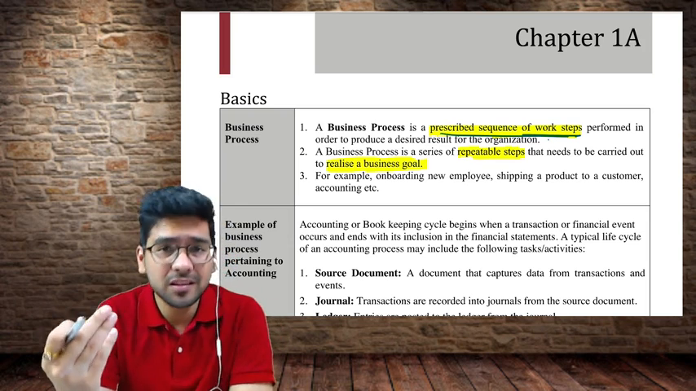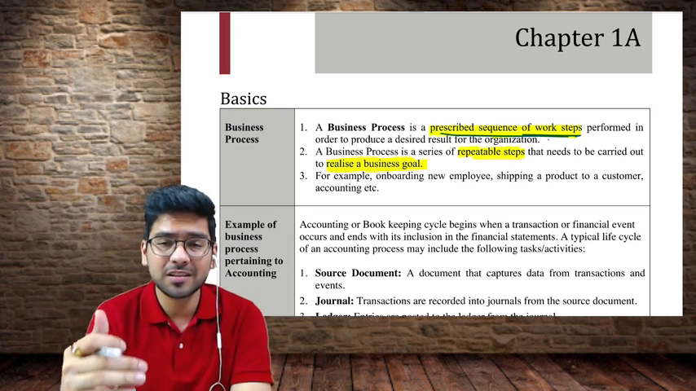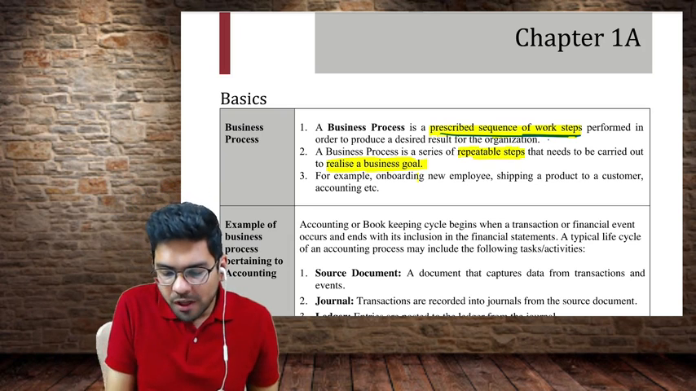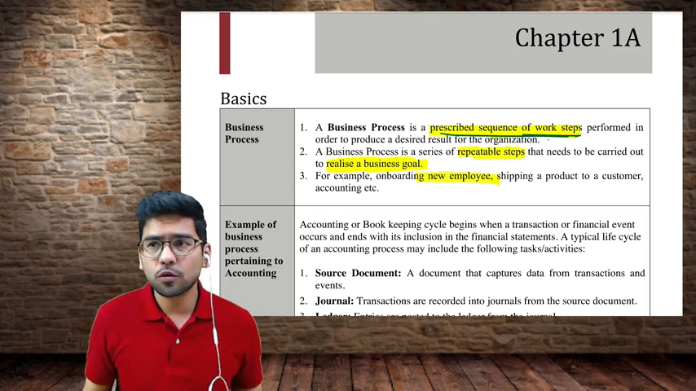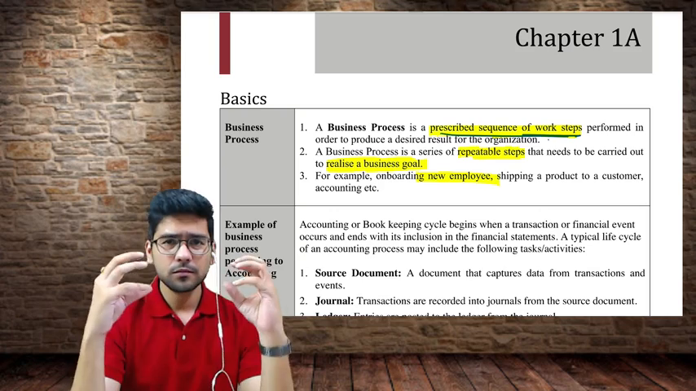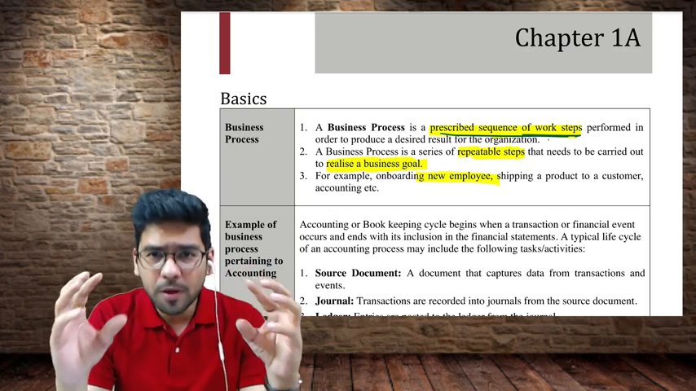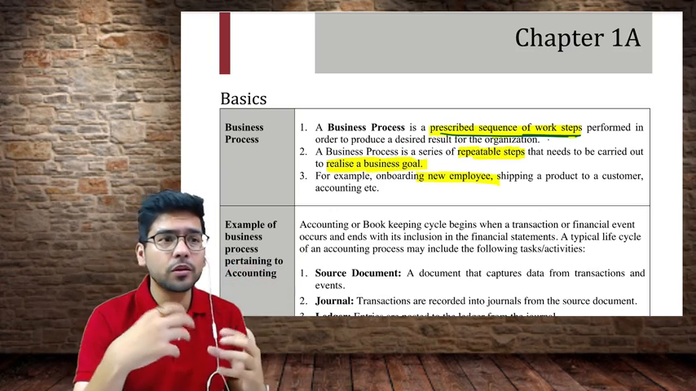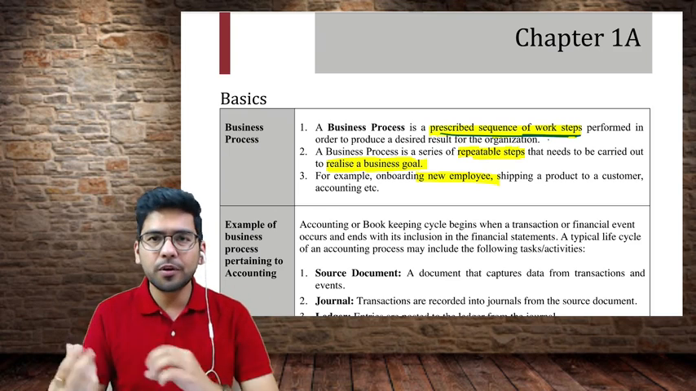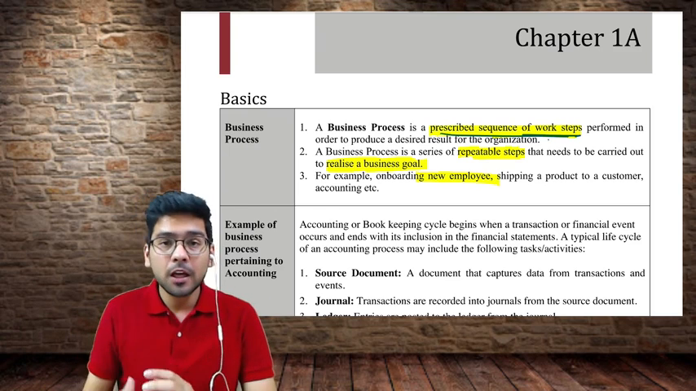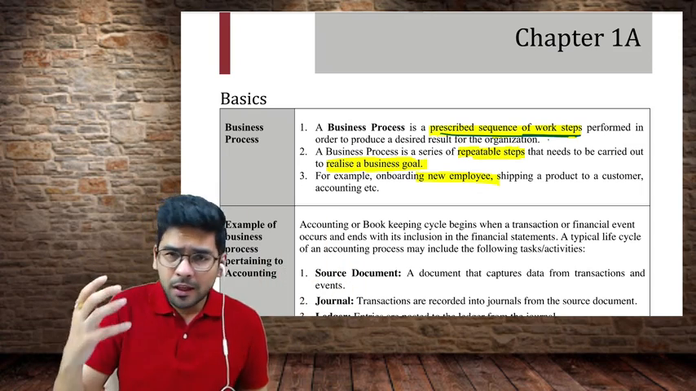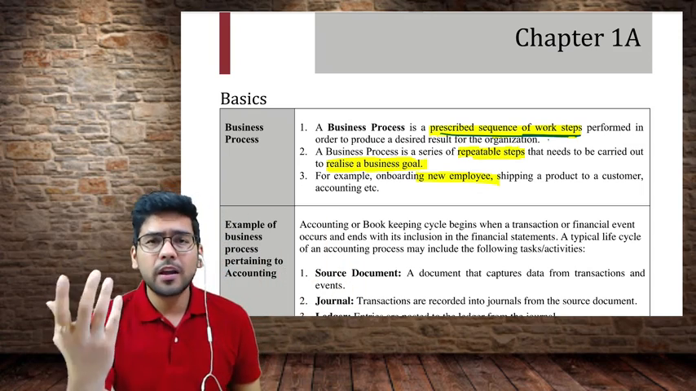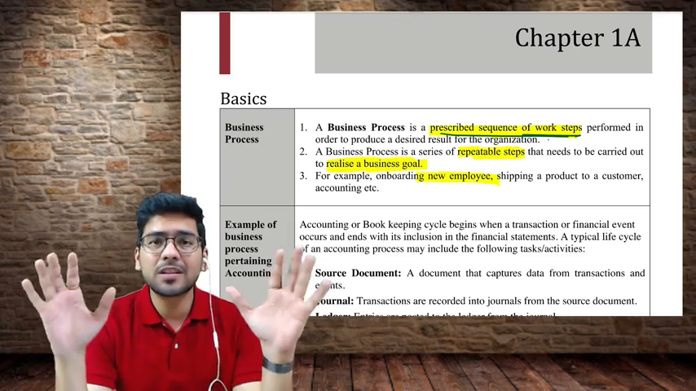Okay, what can be examples of business processes? Let us understand now. Let's say onboarding a new employee. I join a company as a new joinee. There will be a process in the organization as to how they are going to hire a new person, how they are going to make him understand what his work will be, and how they are going to train me. All this is basically defined.